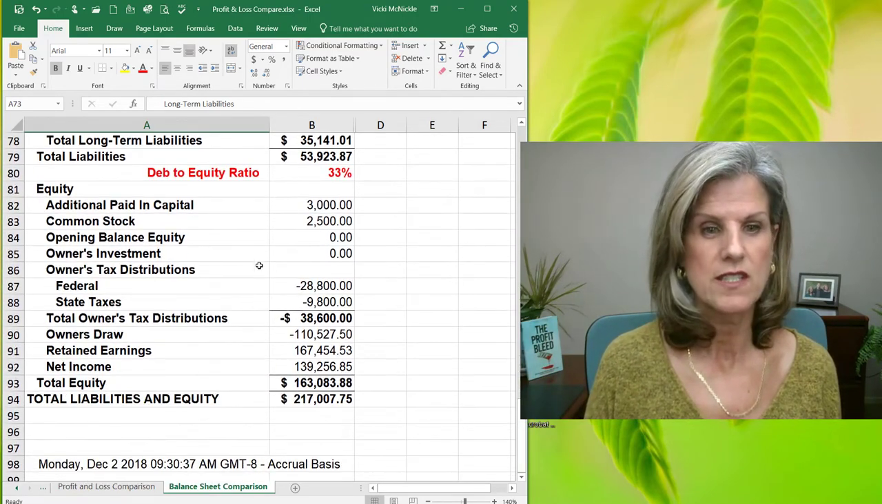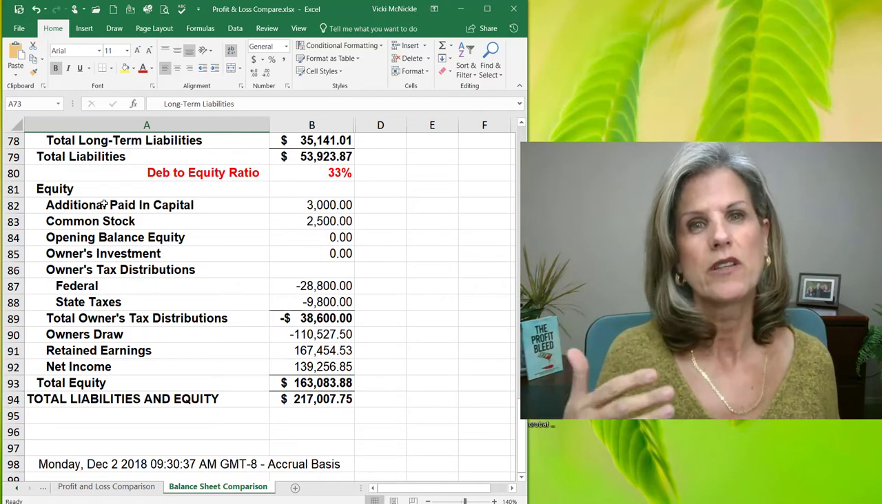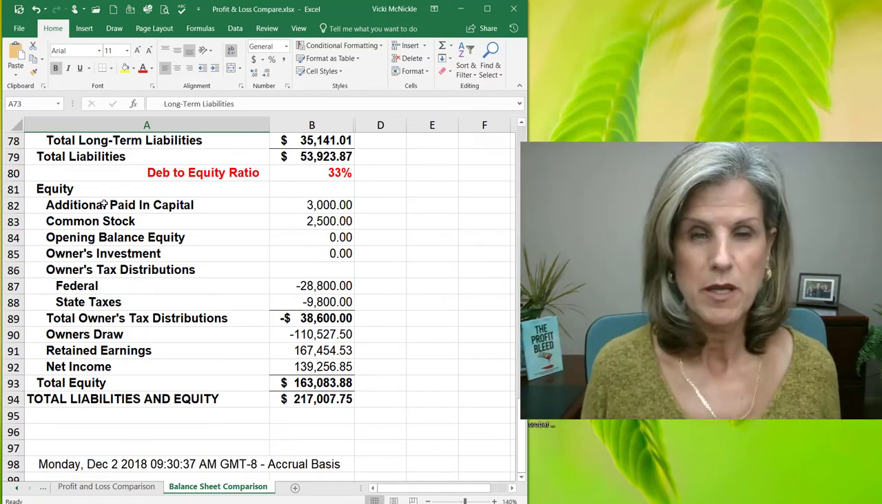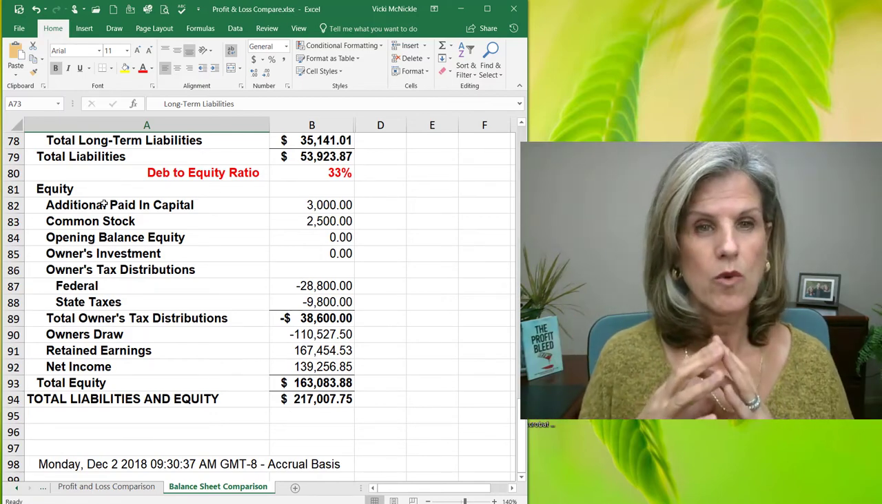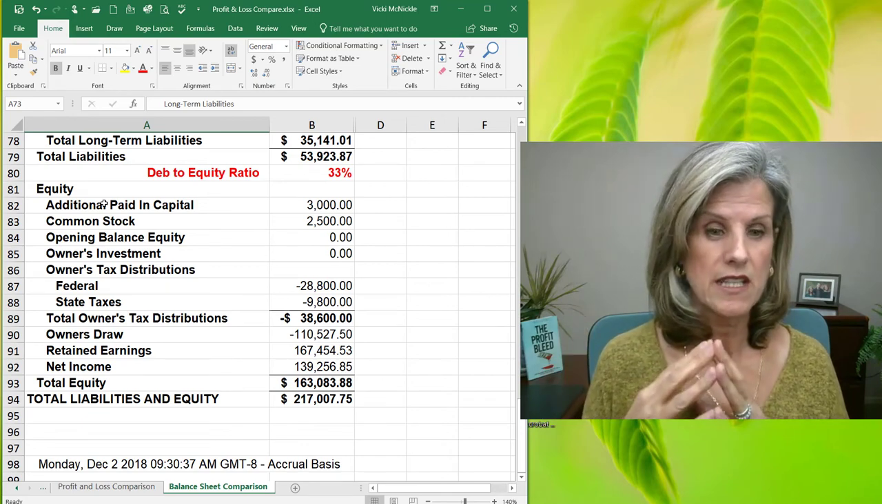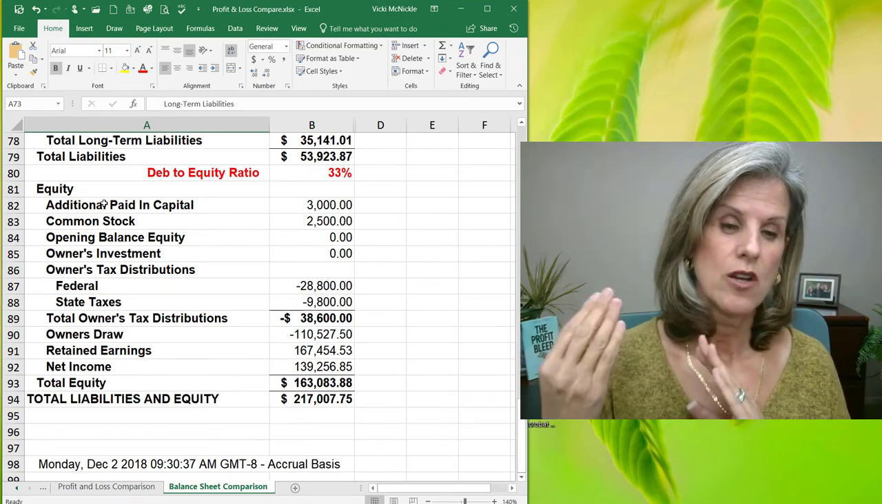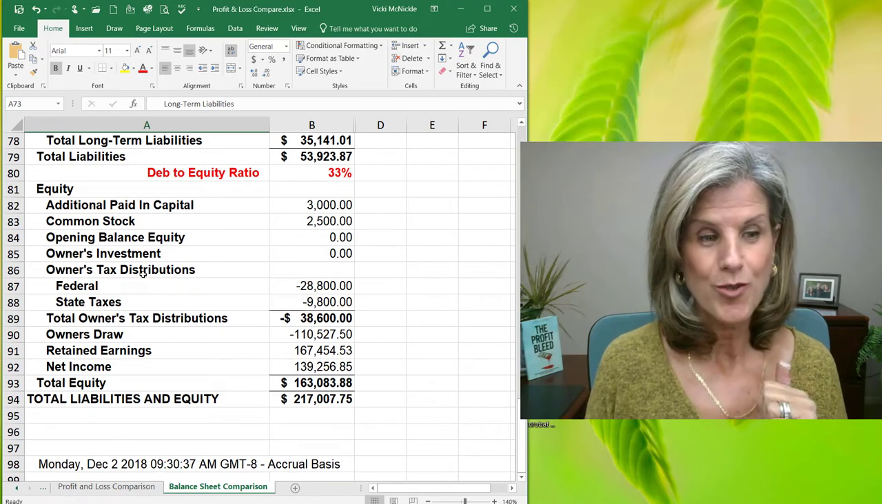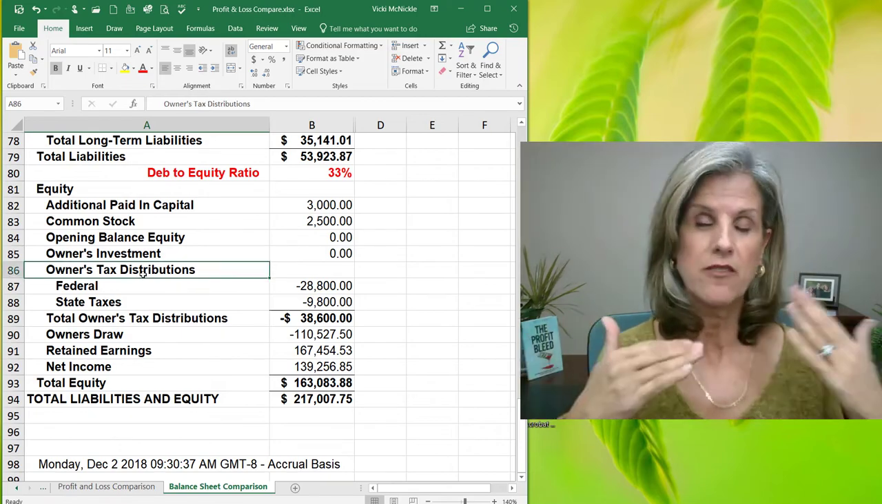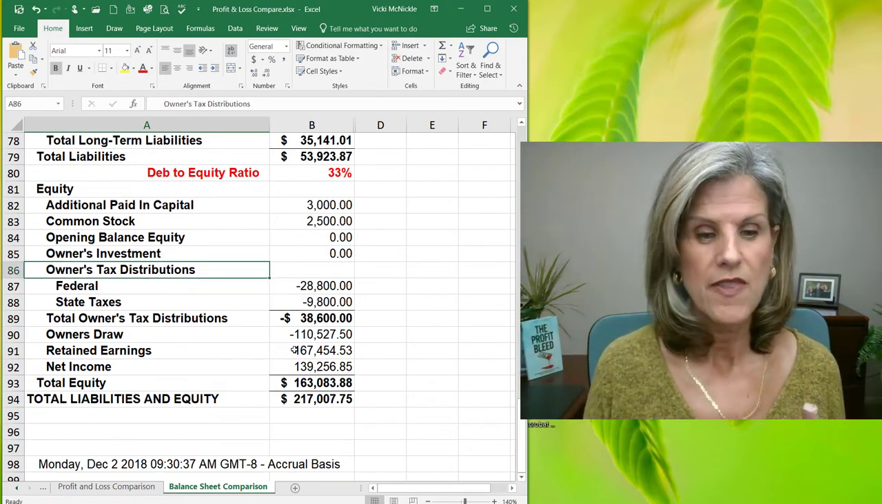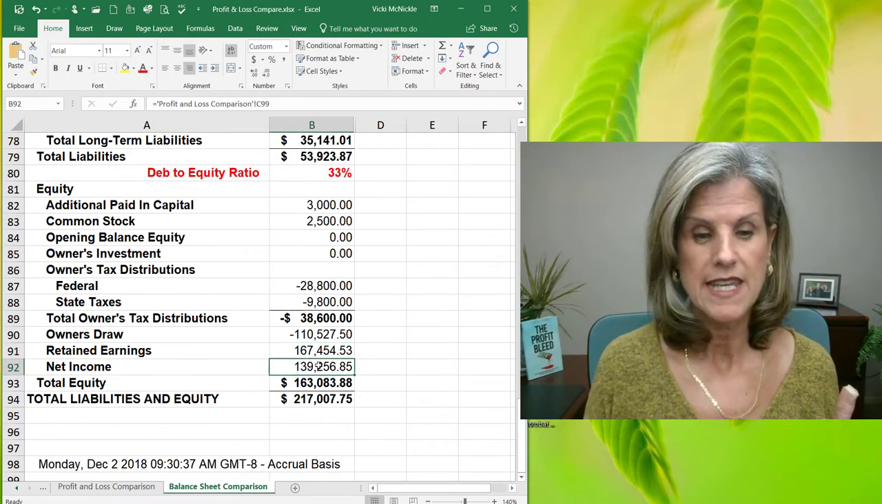The third section is equity. This is where it reflects what I invested in my business originally, and what kind of distributions I've taken out of the business. In this case, it has owner tax distributions, which they separate from profit distributions. And then also retained earnings and net income.